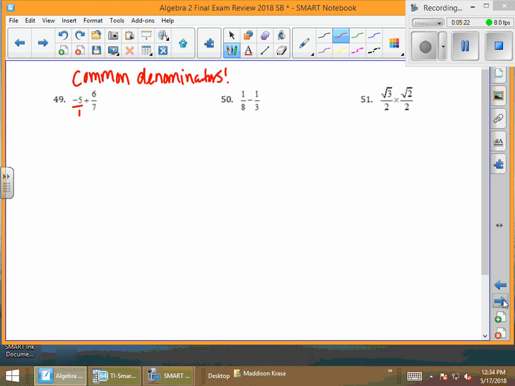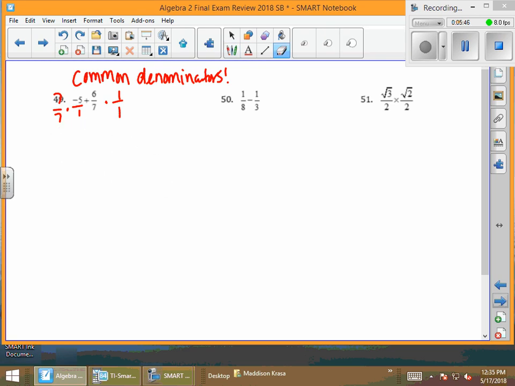And as well, we'll have to do that on 50 because there's subtraction. Now, 51, there's multiplication, so we don't have to worry about that. All right, so 49, it looks like we have 7 on the opposite side. So we always multiply by the opposite denominator. So on this side over here, I'm multiplying by 7 over 7. On this side, I'm multiplying by 1 over 1.